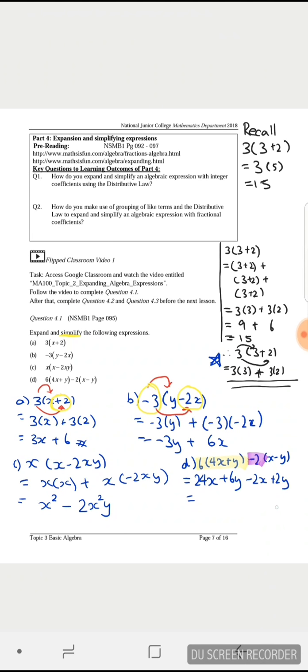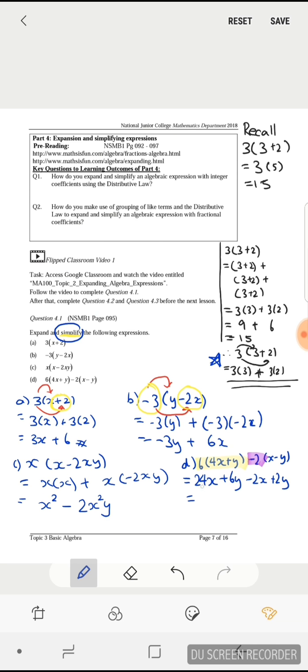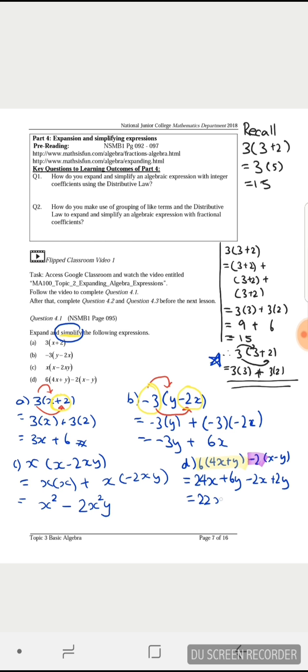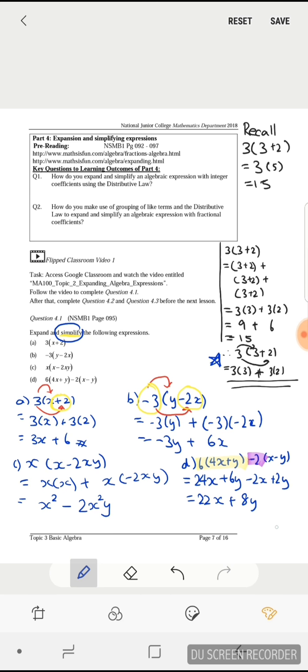So from here, if you stop here, this is incomplete because you need to simplify. So from here, 24x minus 2x gives you 22x, and 6y plus 2y gives you plus 8y. And then you are done. So that is all for question 4.1. Please complete 4.2 and question 4.3 before the next lesson.